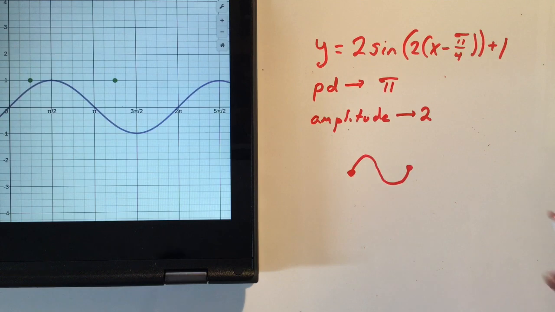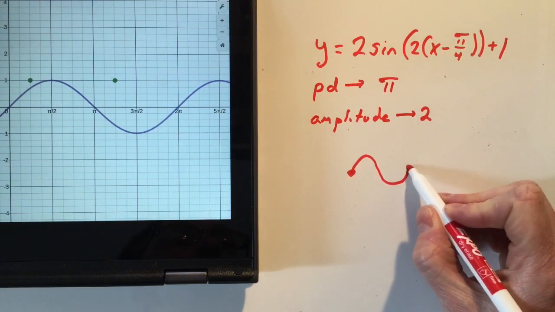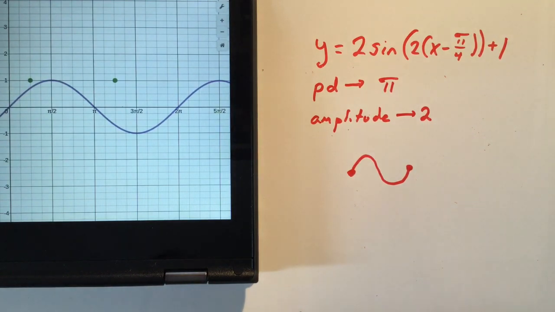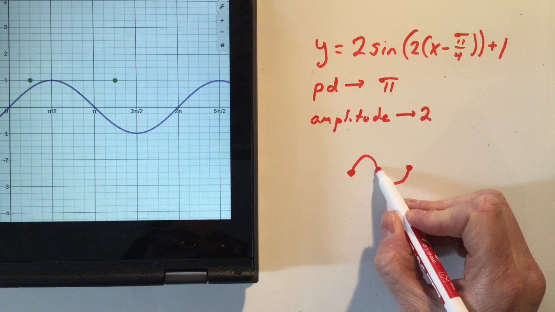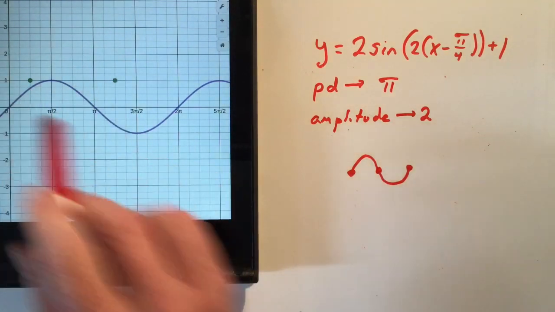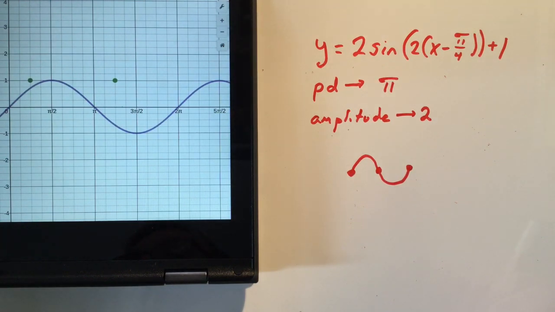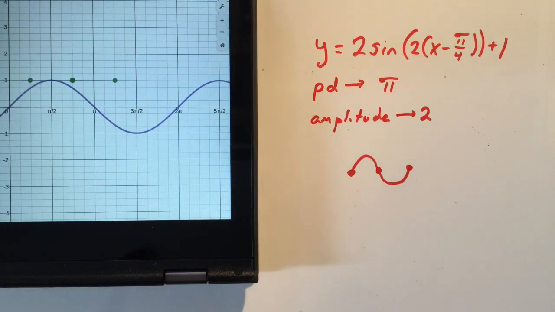Now I've basically got the beginning and end of my cycle. So I know if that's a point of inflection and that's a point of inflection, I know that exactly in between those points of inflection comes another point of inflection. So I go right in between those 2 points and I get the point 3 pi fourths, 1. Now, okay, what must occur exactly in between 2 points of inflection? A max.